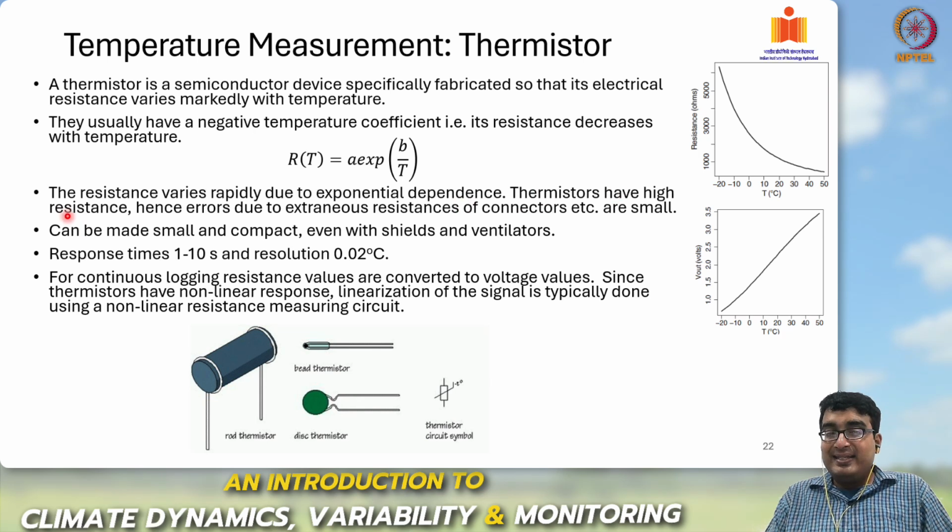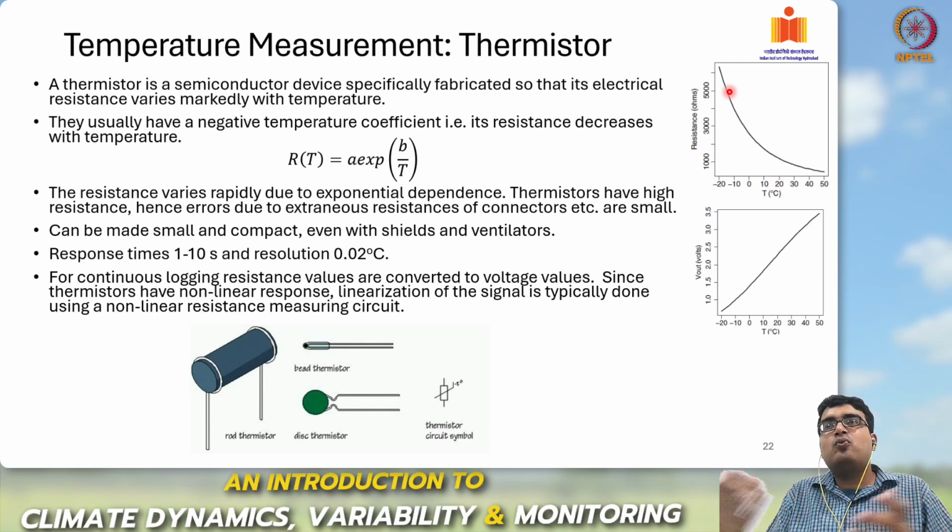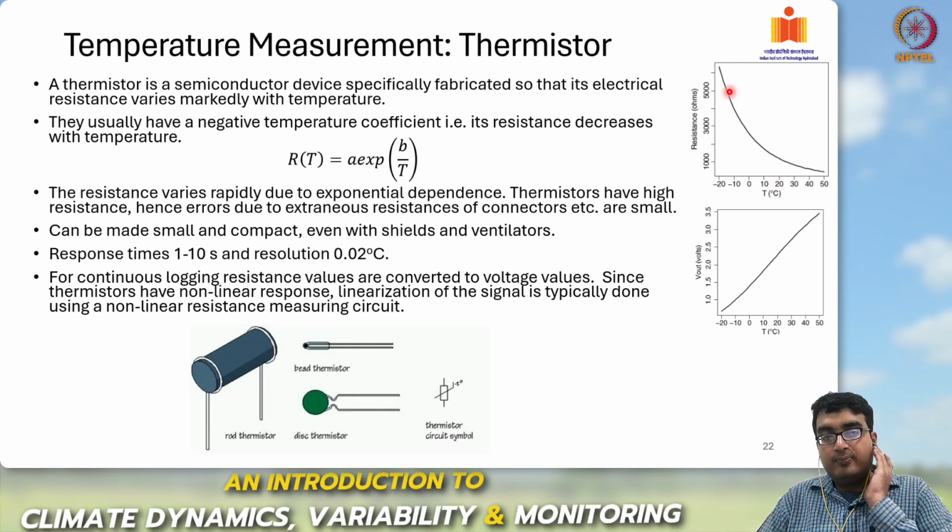Thermistors have high resistance, hence errors due to extraneous resistances of connectors are small. So, you can see even at high temperatures, the resistances are of 1000 ohms, and it can go up to 5000 ohms at lower temperatures. Usually, other resistances added to it due to the various connectors, wires, leads, etc. contribute very little, and so it has very little error. So, it is a very accurate type of temperature sensor.